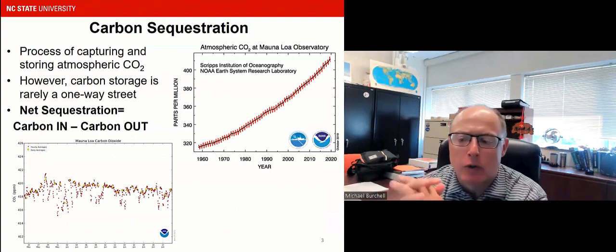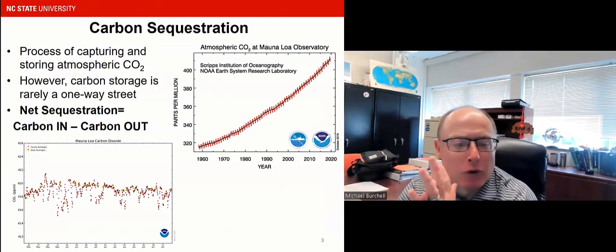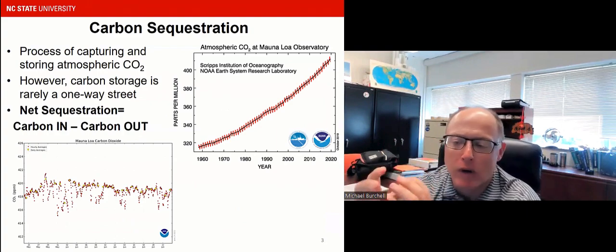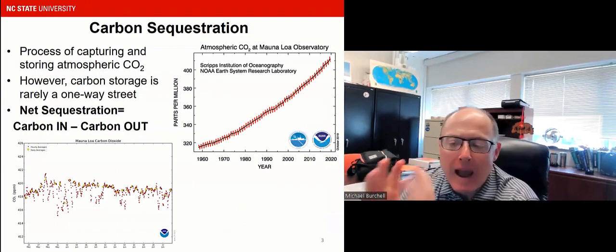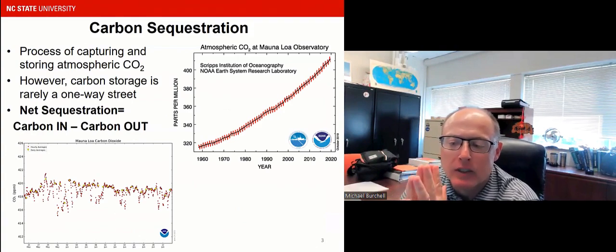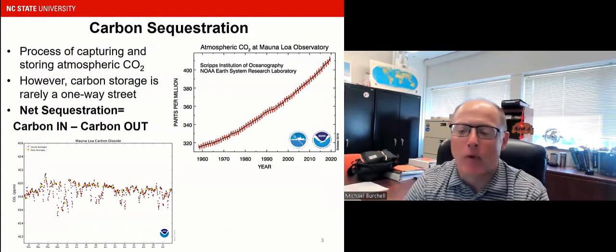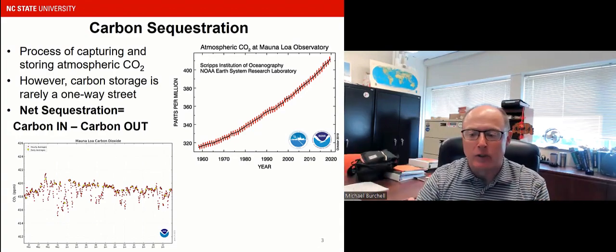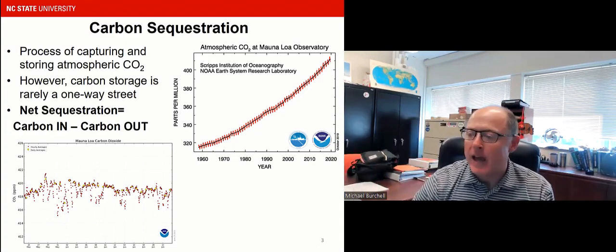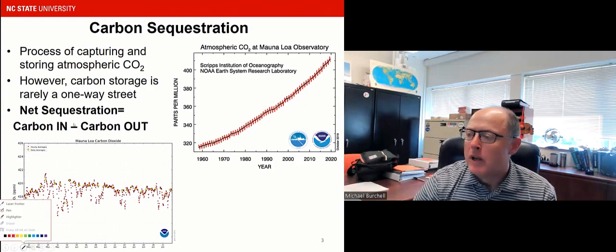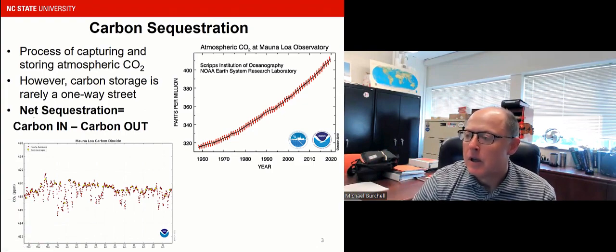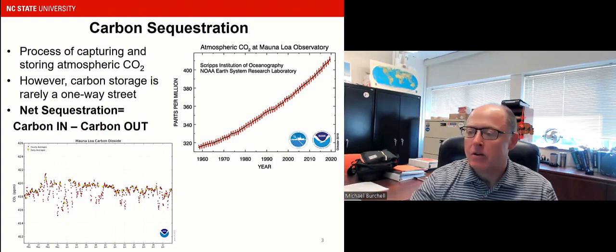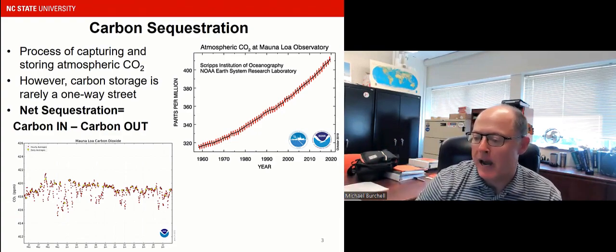So what is carbon sequestration? It's the process of trying to capture the CO2 on Earth and actually hold it here. However, we have to realize that carbon sequestration is not a one-way street. There are always continual losses that make their way back to the atmosphere from our ecosystems. So you have to think about that. Our true net sequestration is the carbon into the ecosystems minus the carbon out.